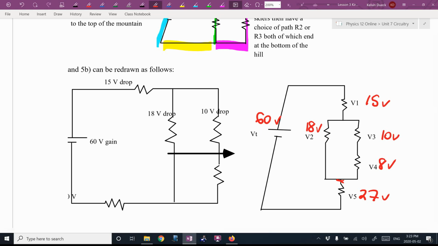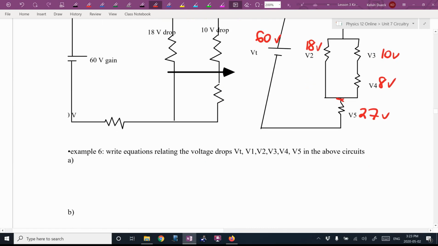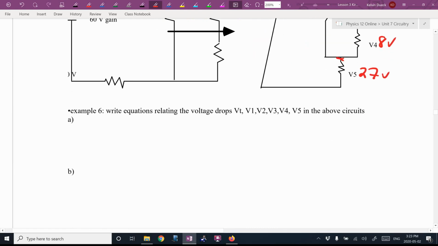Is that right, 27? Yeah. I think so. Got to double check. Yeah, I was right. Okay. Example 6 says rewrite the equations. I'm not going to do that.